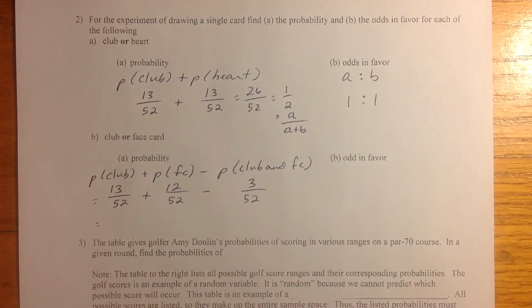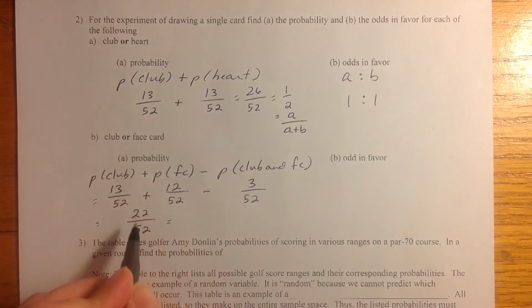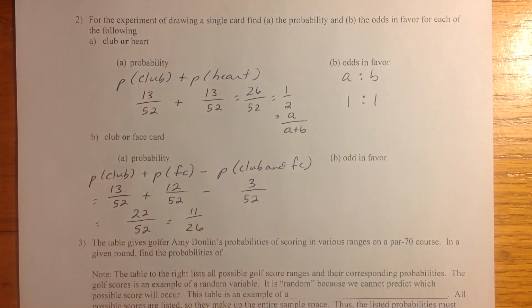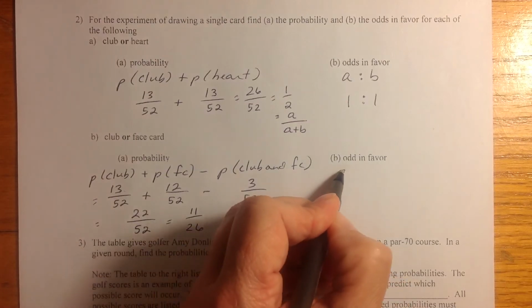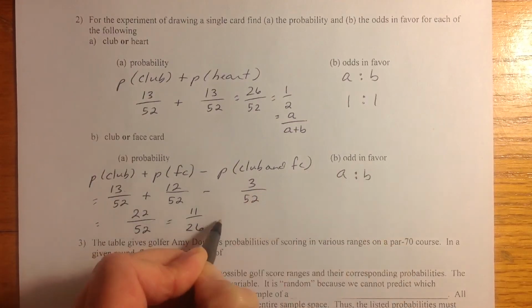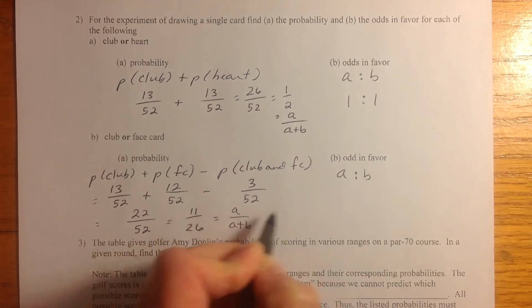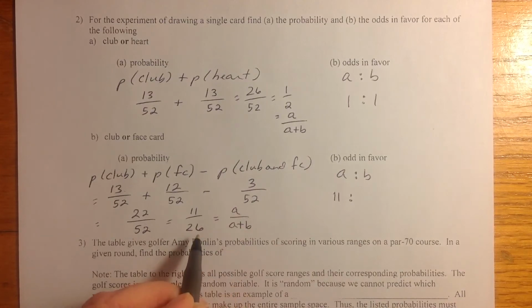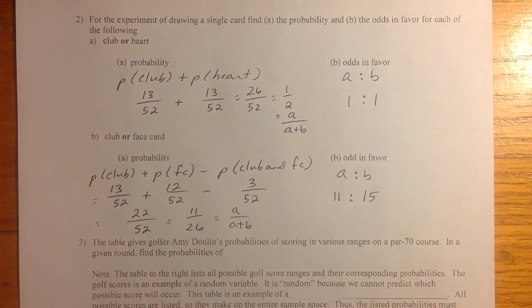So when we do this, we get 22 over 52, which reduces by 2. We get 11 out of 26. Now if I want to do odds in favor, remember that's A to B, and this is A over A plus B. So A is 11. B is whatever I need to add to 11 to get to 26. So I'm going to say 15.